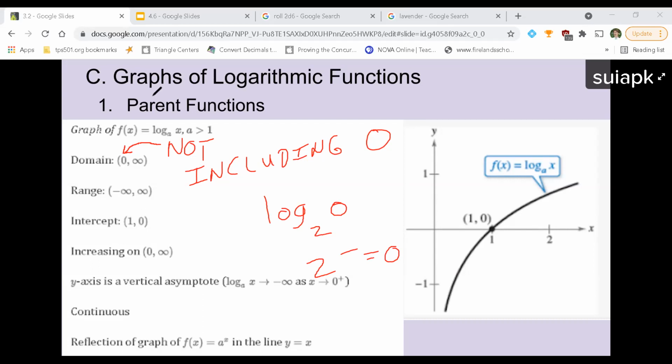Same thing with the negative number. Your x values cannot be negative because, again, that would be impossible. If we do log base 2 of -4, how many times do you have to multiply 2 by itself to get the answer -4? You can't. You cannot multiply a positive number by itself and get a negative number. That's impossible. So that's why your domain will never include 0 and never include negative numbers.